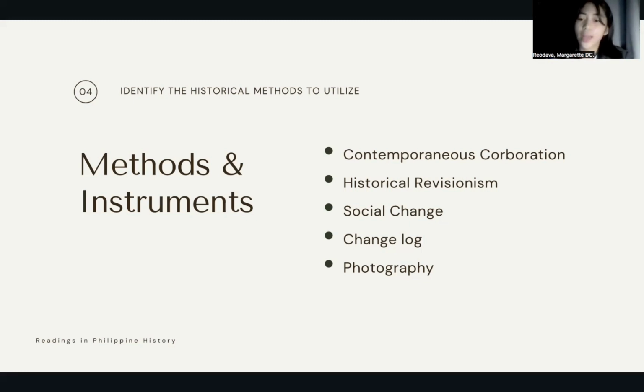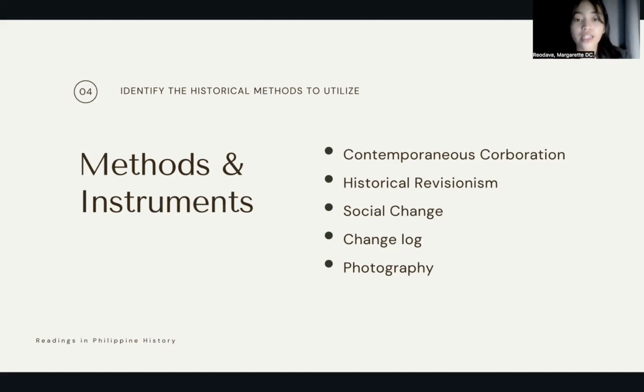Now, what is contemporaneous corroboration? It is further support to provide the existing evidence about the past events. So, maaaring sa research paper natin, we use a powerful method that generally uses the other historical research to establish other facts beyond the limited lifespan or sources.